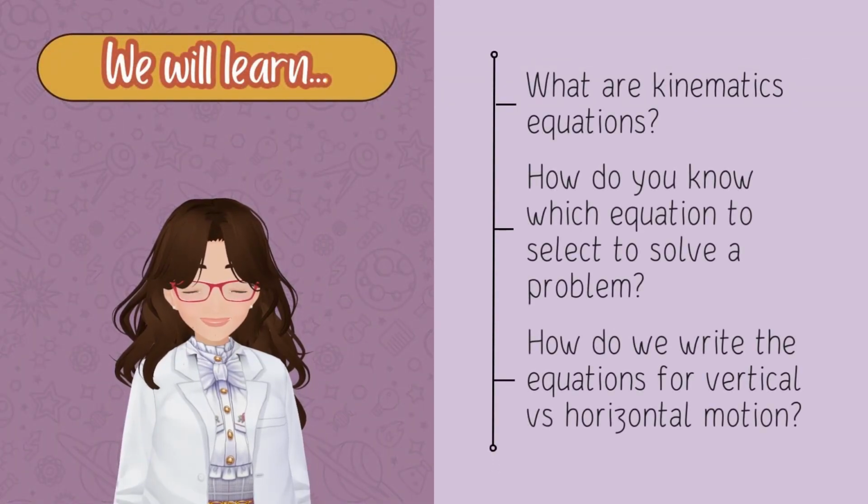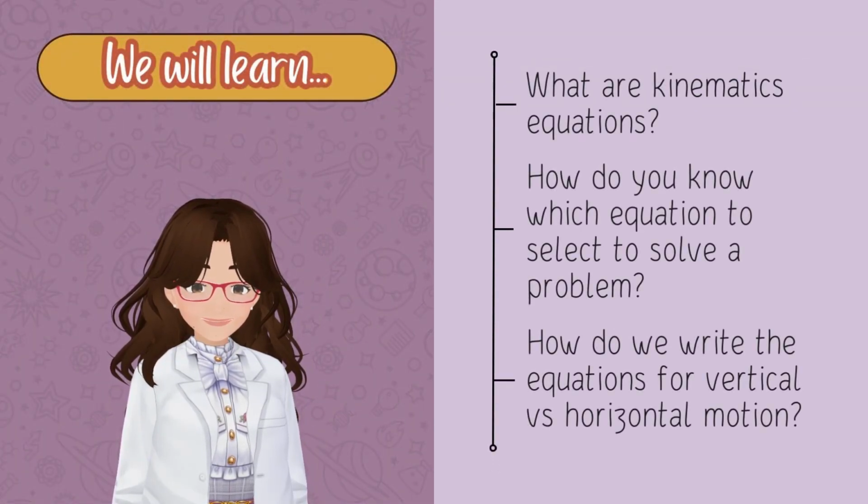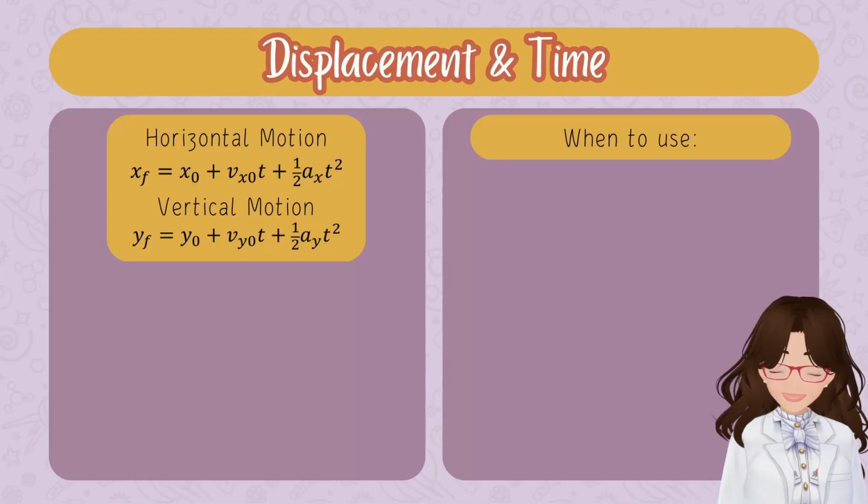In today's video, we will learn what kinematics equations are, how you know which equation to select to solve a problem, and how we write the equations for vertical versus horizontal motion. Let's get started. The main difference between horizontal and vertical motion is just switching between the x-axis and the y-axis, because x is horizontal, going left or right, and vertical is y, going up and down.